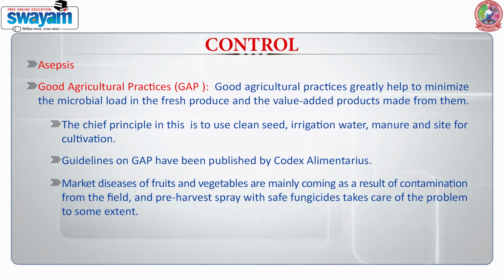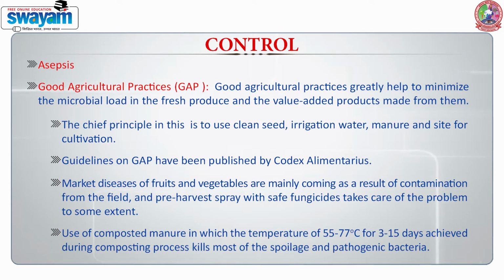Another important issue is the use of composted manure, in which the temperature of the compost should be in the thermophilic range, that is 55 to 75 degrees C, for at least a period of 3 to 15 days. During this process, most of the spoilage pathogenic organisms are killed.